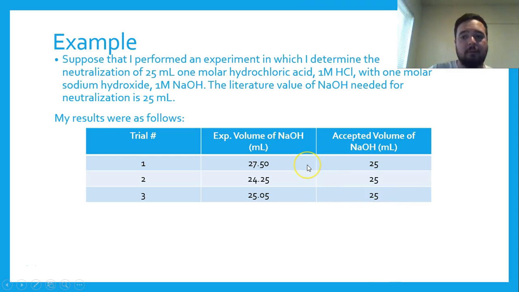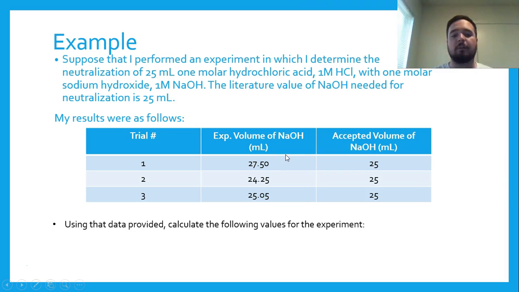One thing you can take from this, when you're doing experiments and setting up a table to describe your results, is that you want to have a title for each column, but you don't have to put units in every single box. You can just put the units at the top of the column. What this says is that all these values are associated with milliliters. So 27.5 milliliters, 24.25 milliliters, 25.05 milliliters. Same thing over here. The trial number has no units associated with it, so it's just 1, 2, and 3.